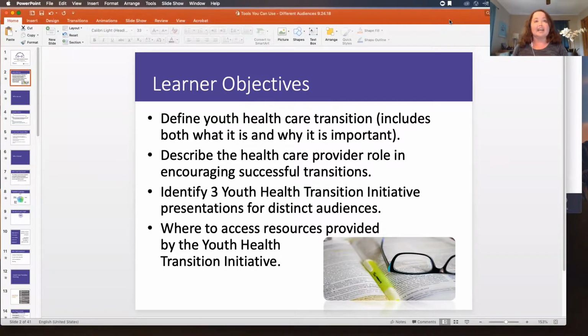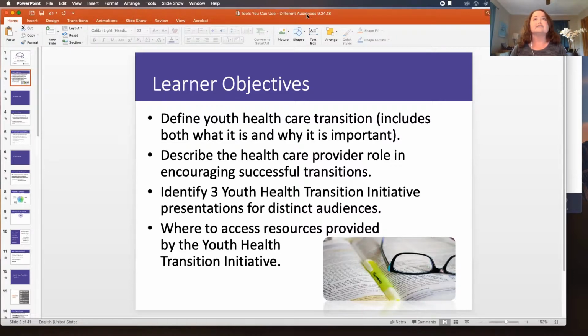All right, so to help me with some of the presentation and just to keep us on task and on target, here are some of the learner objectives that we would hope you would walk away with today. They'll be part of a survey that Lynn will provide in the chat box for follow-up after today's learning community. First, defining what youth healthcare transition is, including what it is and why it's important. Then we're going to describe the healthcare provider role and how you can encourage successful transitions. I'm also going to talk about 3 Youth Health Transition Initiative created presentations and how they are for distinct audiences.